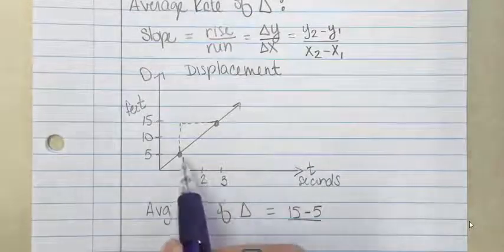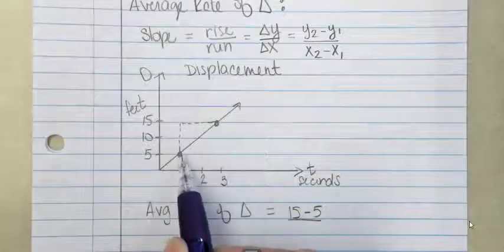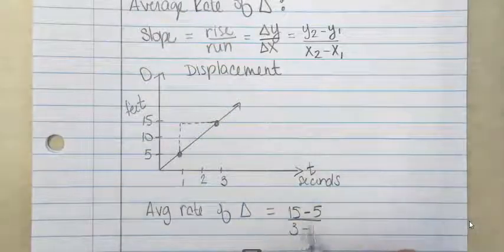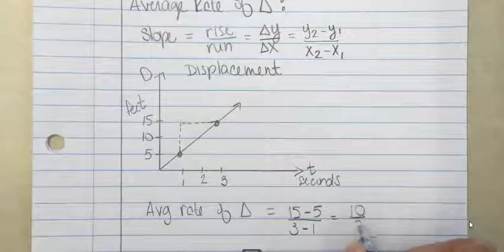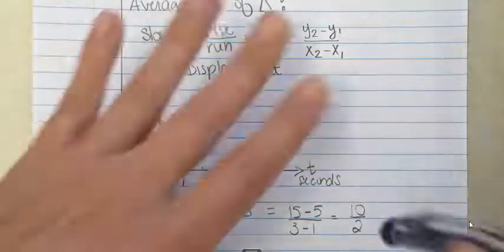And then looking at the horizontal axis here, I'm going to go from 3 to 1, so 3 minus 1. So we get 10 over 2. Oh, you know what? I should use units.